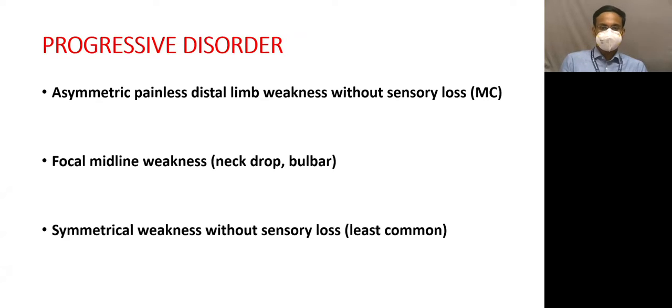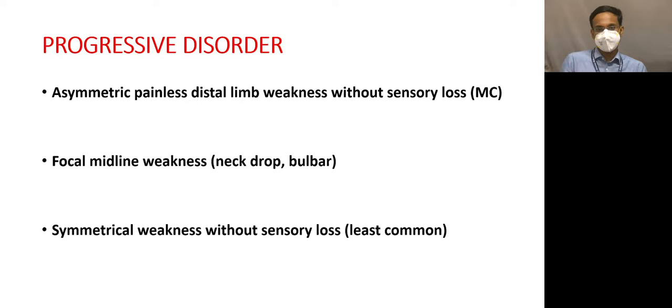The second common presentation is focal midline weakness. For example, bulbar involvement or neck drop, progressively involving the neck muscles, especially the neck extensors, and they progressively come with a neck drop. Some of you might have seen such patients coming with a collar to your OPD, the collar preventing a forward drop. Quite often we mistake them for having a cervical spondylotic problem, and refer them. One never gets such problems with cervical spondylotic diseases. So it is a neck weakness that one is seeing there.